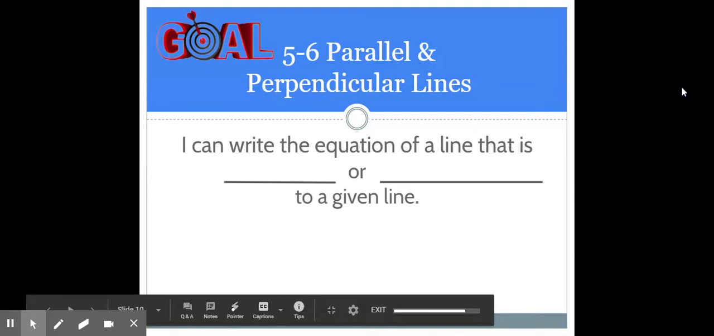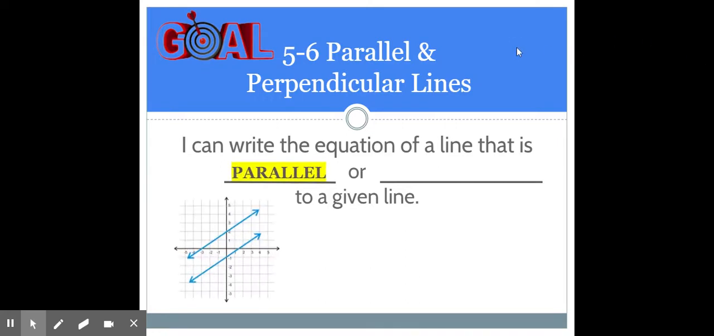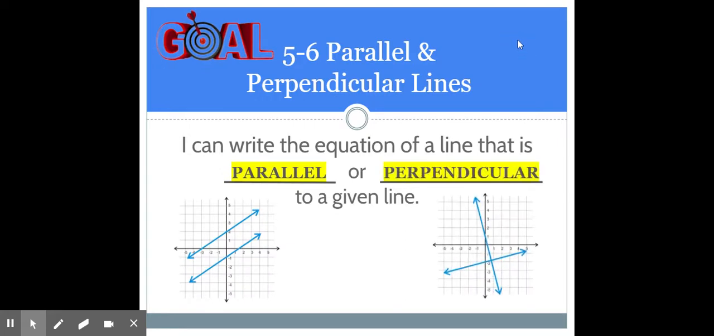Hi, and welcome to Lesson 5-6, where we will be exploring parallel and perpendicular lines. Our goal today is: I can write the equation of a line that is parallel or perpendicular to a given line. Let's first talk about the definition of perpendicular. When two lines are perpendicular, they intersect at a perfect 90-degree angle.